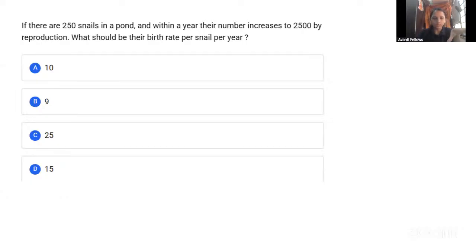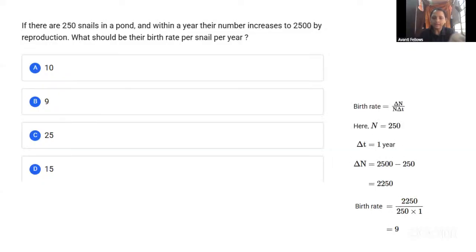This is homework for you. You can solve this question. And here is the answer. You can make a calculation of this and you can take this.